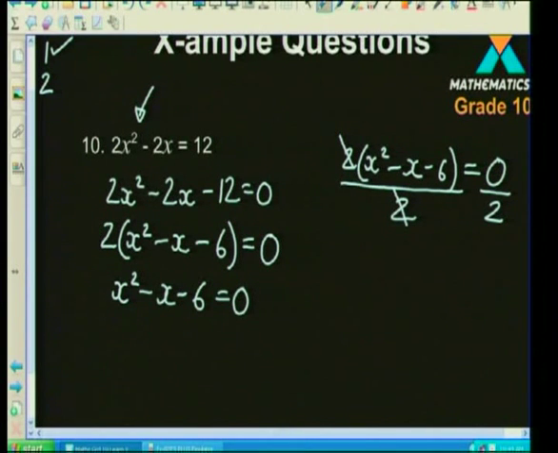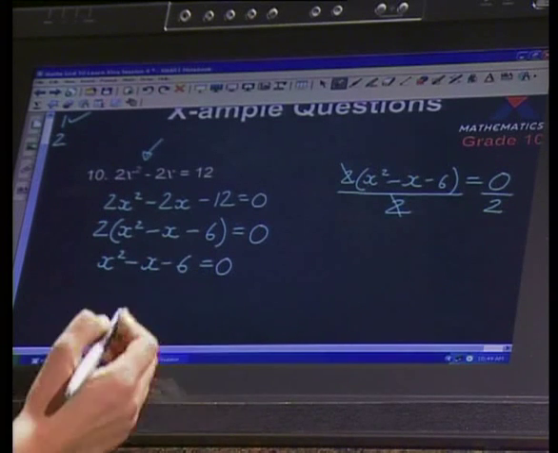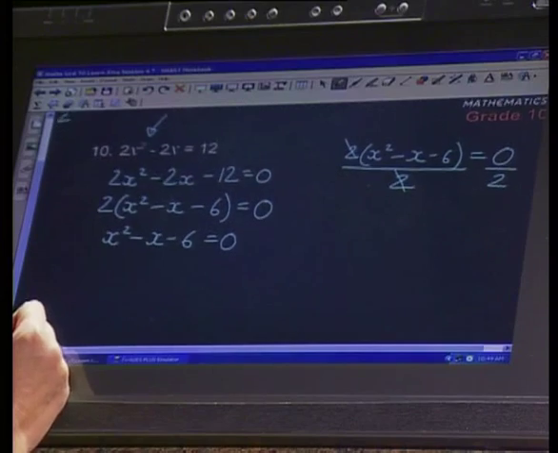We haven't finished factorizing. We've taken out the common factor. Is there a difference of 2 squares? No, there isn't. x squared is a squared number, but minus x isn't and minus 6 isn't. The next thing we look at is a trinomial. Are there 3 terms? Yes, there are. One of them is an x squared, one of them is an x, and one of them is a number. So the trinomial is going to work great here.